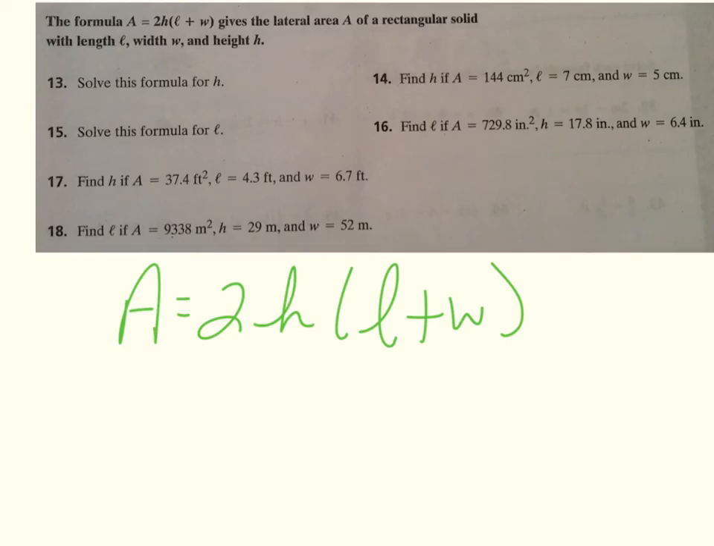Alright, if you look at this problem right here, notice we have a formula. Area is equal to 2 times the height times the length plus the width. And this gives the lateral area of a rectangular solid. L is length, W is width, and H is height. Now I want you to notice the questions. Number 13 says solve for H. 14 says, hey, find H, and they tell you what A, L, and W are. So you're going to evaluate. Okay, that's one of those evaluate problems, where you plug it in and find out what H is.